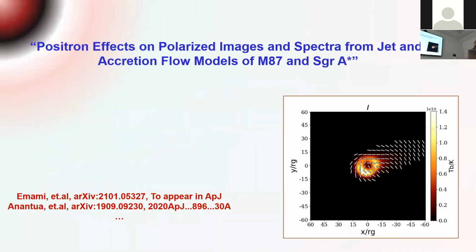I told you that we are interested in a study of the jet physics and especially the matter content of the jet. So that brings me to some of the works that we have been doing with my great collaborators, and we are still doing in follow-ups. That's about the positron effects on the polarized imagery spectra from the jet and accretion flow models of M87 and Sagittarius A*. I'm not going to mention all of the details today, but I will give you a very quick overview of what we have been doing.